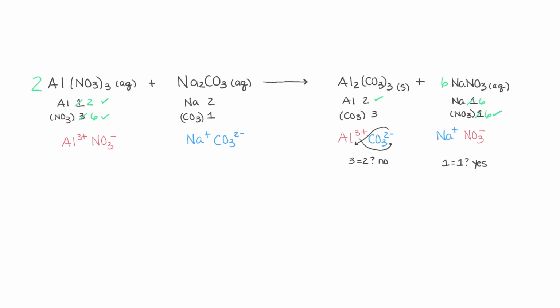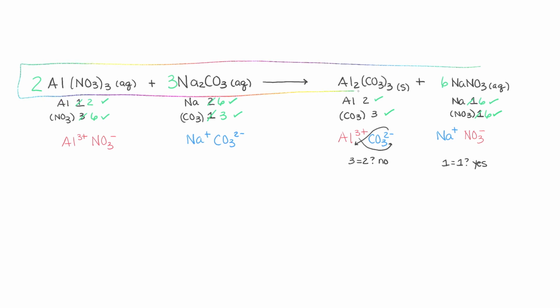Finally, we have 1 carbonate on the reactant side, 3 carbonates on the product side, so we need a 3 out in front of sodium carbonate. That changes our sodiums to 6 and our carbonates to 3, and our sodiums and our carbonates are balanced. So our final chemical equation is 2 aluminum nitrates plus 3 sodium carbonates goes to 1 aluminum carbonate and 6 sodium nitrates.